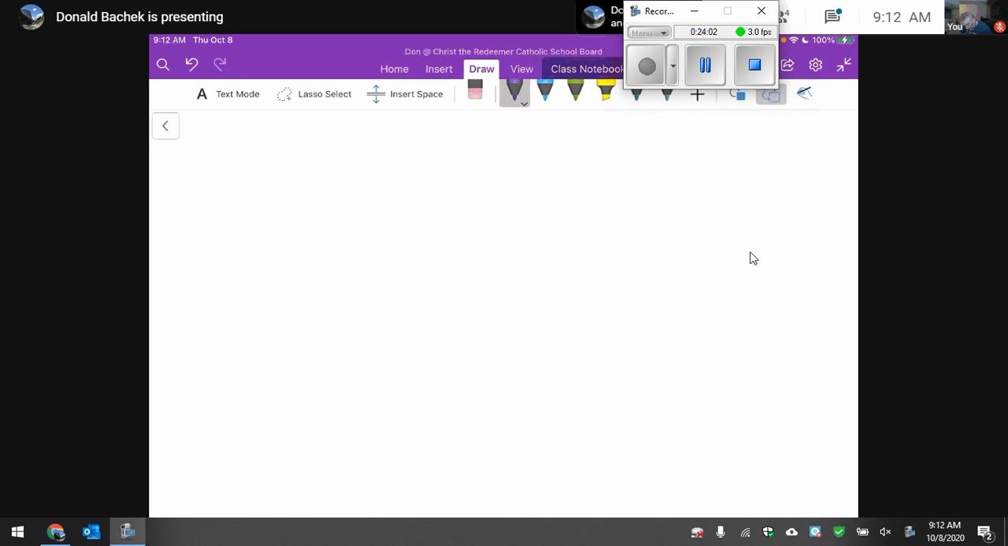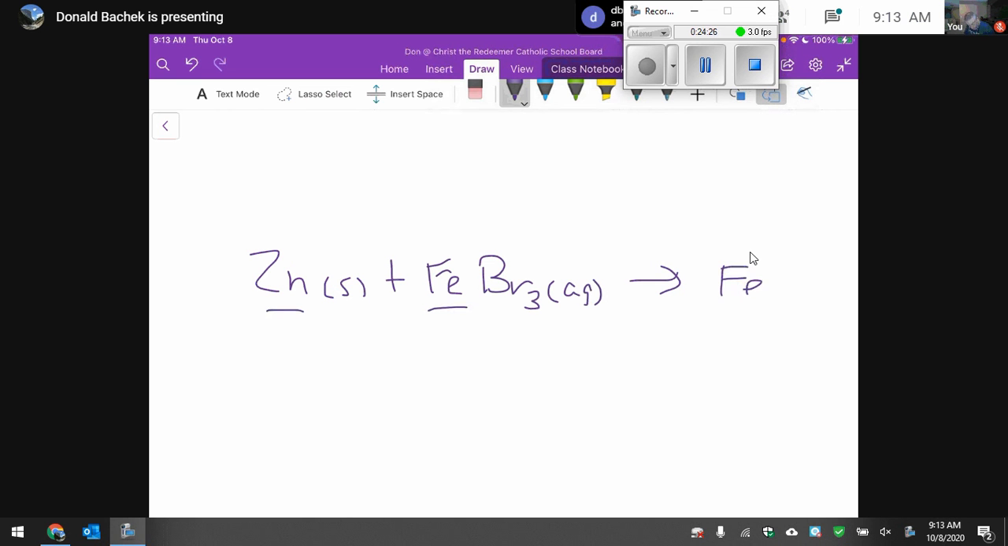Zinc. Okay. I would say this is pretty typical of a single replacement reaction here. This would be one that would be good to know, of course, on a test. Pretty straightforward. Well, no, I don't know about pretty straightforward, but it's probably more common than the other ones that we've done so far. So these 2 metals need to switch places. So we're going to get some Fe and some zinc.